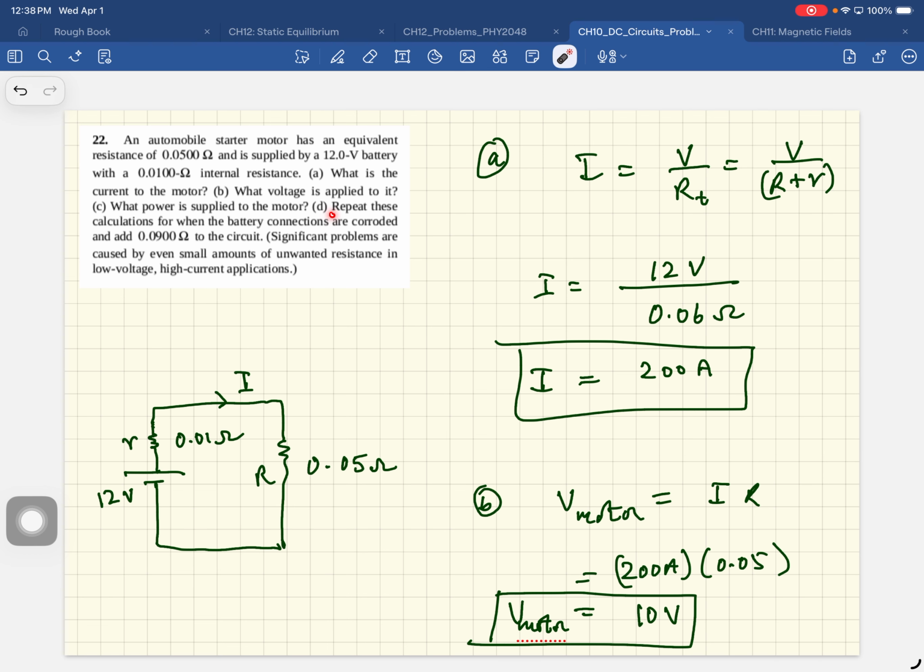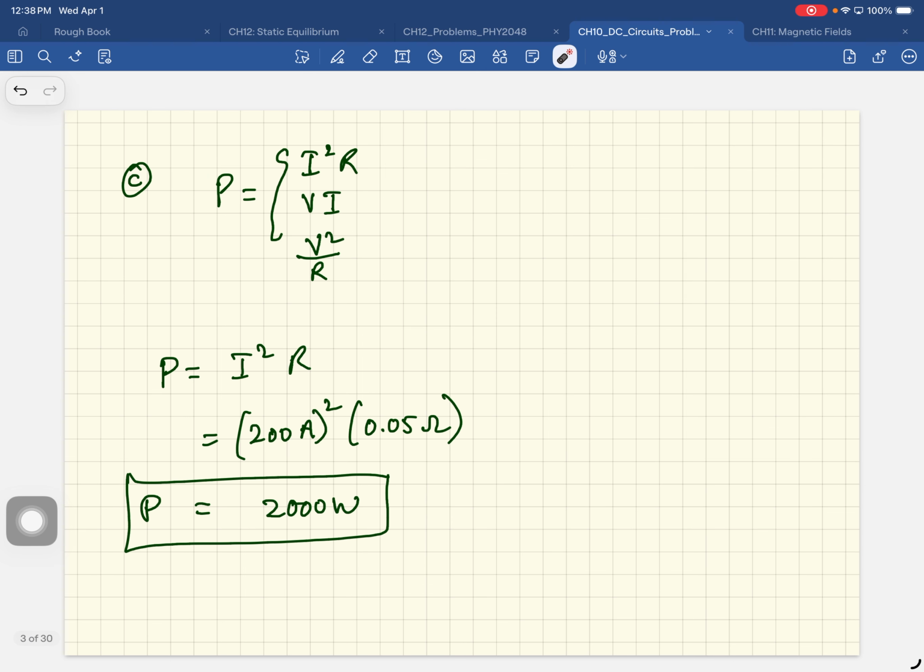Now they say repeat these calculations for when the battery connections are corroded and add 0.09 ohm to the resistance. If your battery connections are corroded, you might have seen them, this resistance increases. Resistance is added to this, so you can think of it as adding to the internal resistance.